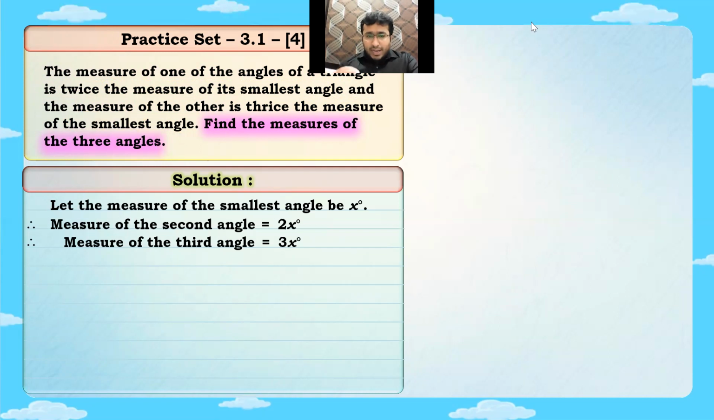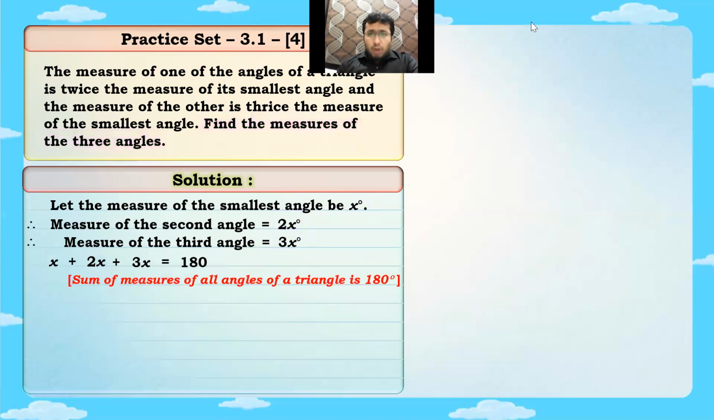Students, we know in a triangle we have three angles and the sum of all the three angles is always 180 degrees. So let us apply that property. Which are the three angles which we have? x, 2x and 3x. When I add them, I know their sum will be 180 degrees, and the reason will be: sum of the measures of all angles of a triangle is 180 degrees. x plus 2x plus 3x will give you 6x is equal to 180 degrees.